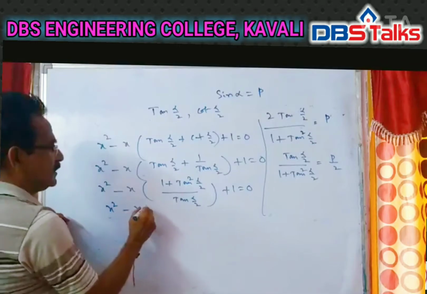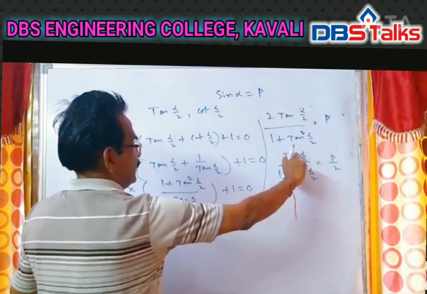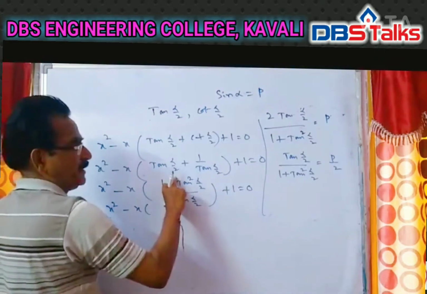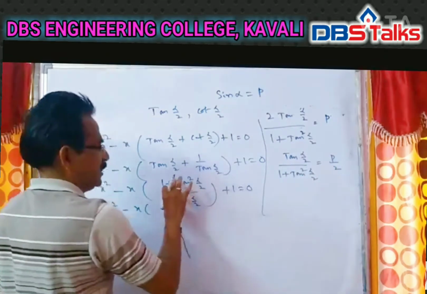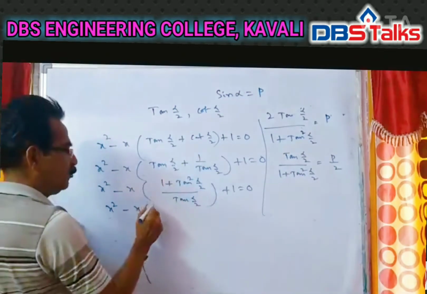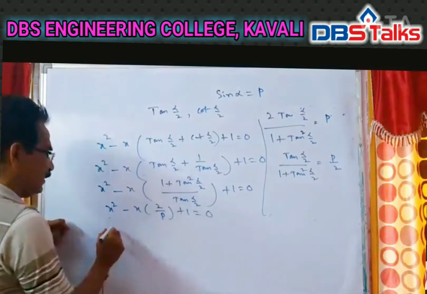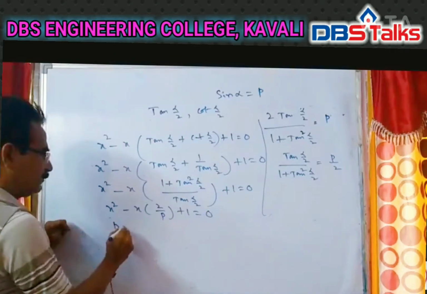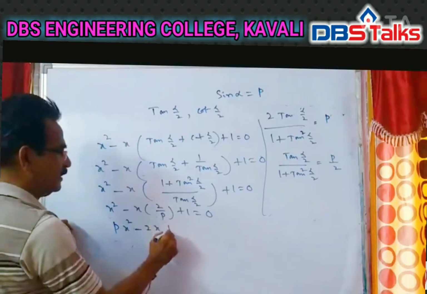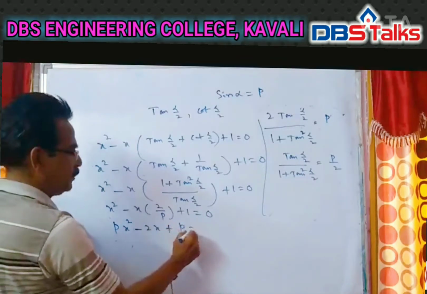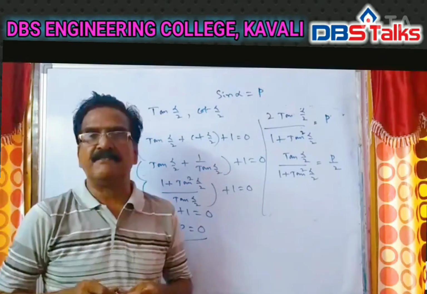X square minus x into, this expression is the inverse of this expression, right friends? This expression is P by 2. So this expression is equal to 2 by P. 2 by P plus 1 is equal to 0. Px square minus 2x plus P is equal to 0. This is the required equation friends.